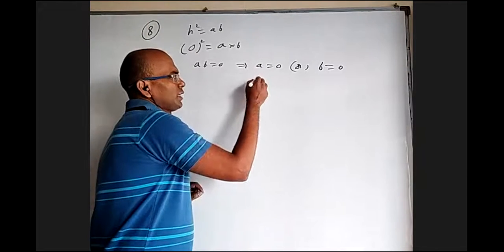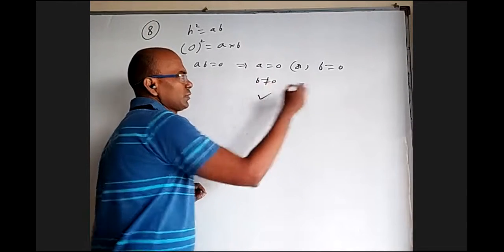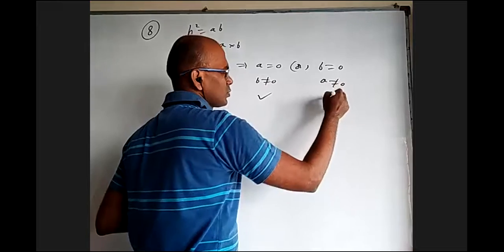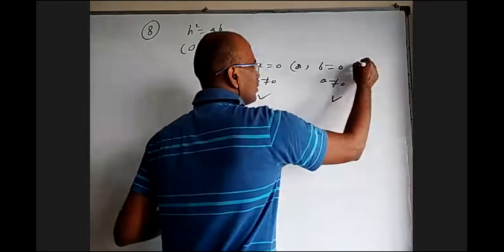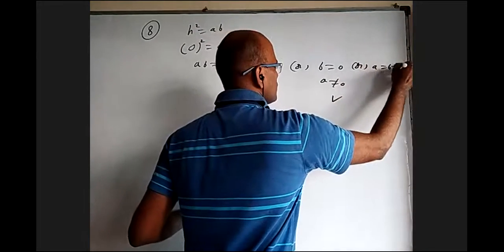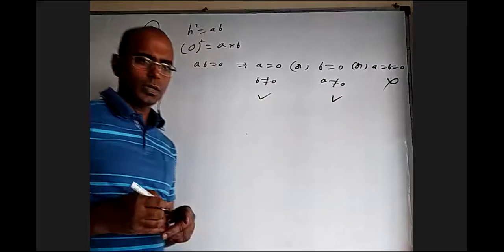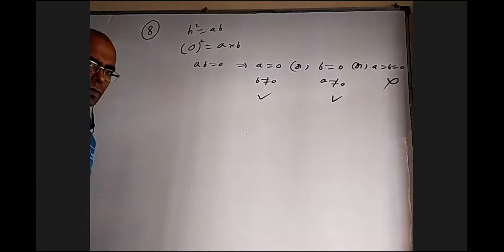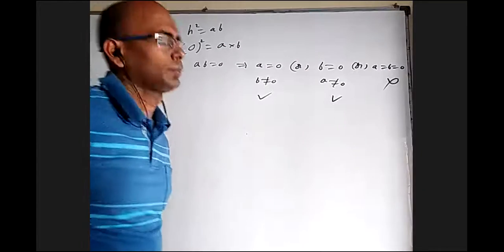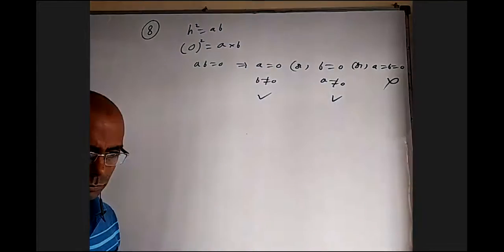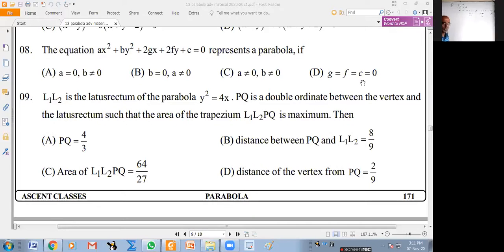Why? If a is 0, b not equal to 0 is fine. If b is 0, a not equal to 0 is also fine. But if somebody takes a equal to b equal to 0, it will not represent a parabola, it will represent a line. So we cannot take that. That is just a simple point there.